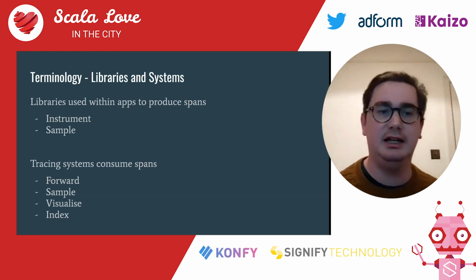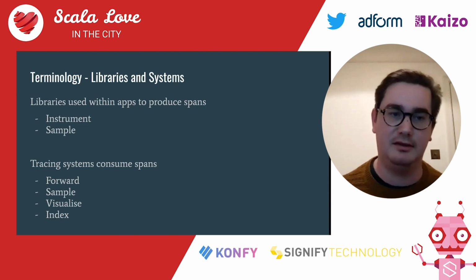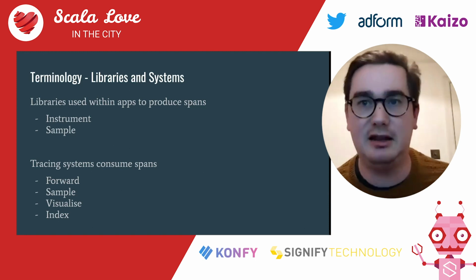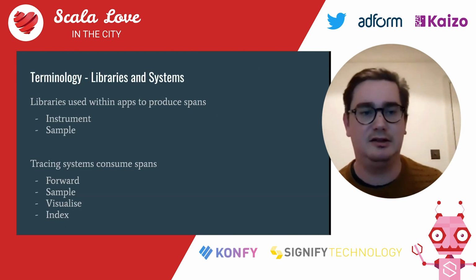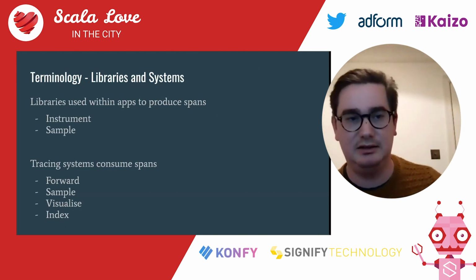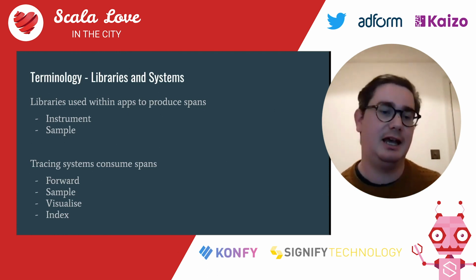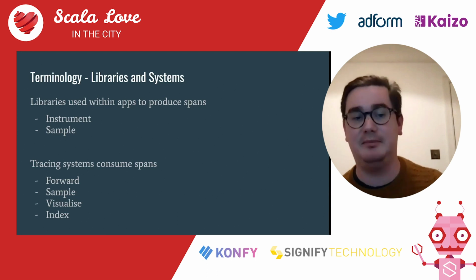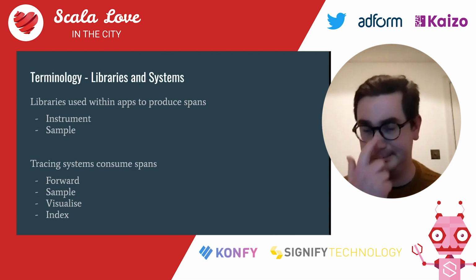So a library is something that you would use within your application to produce spans. This is kind of instrumenting your method calls and things like that. And you can set them up to sample, so that, again, there's various sampling schemes that you can use. And then tracing systems consume spans, and they can forward them on, sample them, and then visualize and index things like span names, trace IDs, and attributes on your spans.